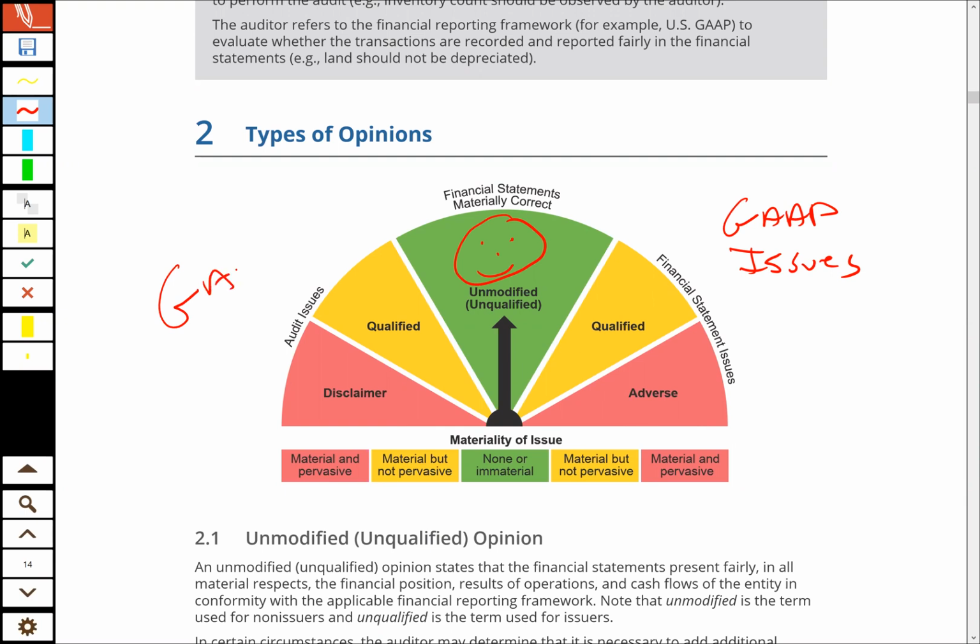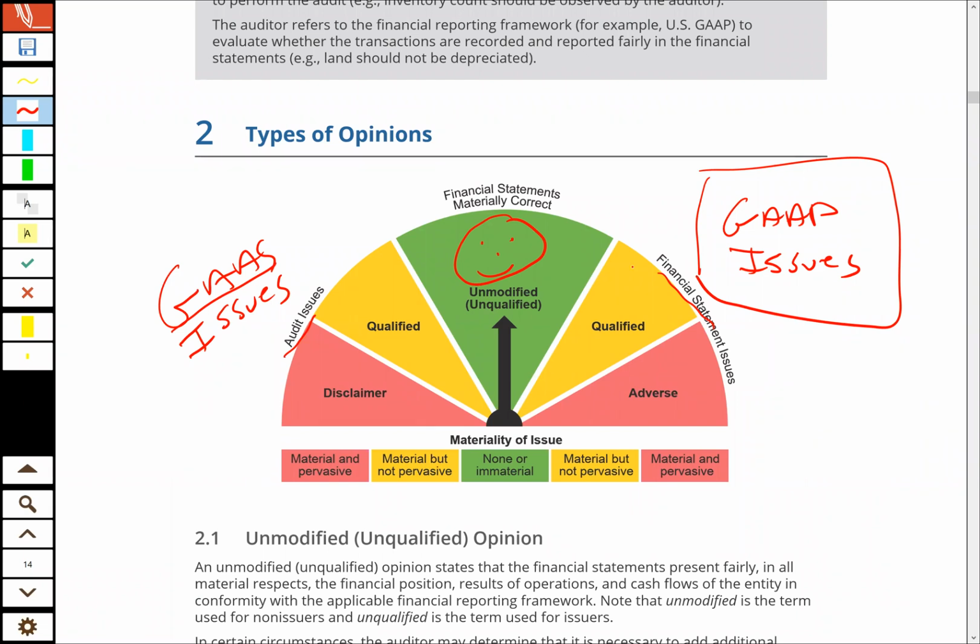This side is GAAS issues. Now, when I say GAAS issues, I mean generally accepted auditing standards issues, okay? Audit issues, okay? So when we start to get away from this green happy opinion, we start to stray away from it because there was either problems that we saw with the financial statements or there were problems with what we were able to accomplish through our audit procedures, okay? Now, let's just go ahead and let's deal with the GAAP issue side first. And again, a lot of the questions expect you to know which side of this thing you're on, okay? You're either on this side or this side when you go through, okay?